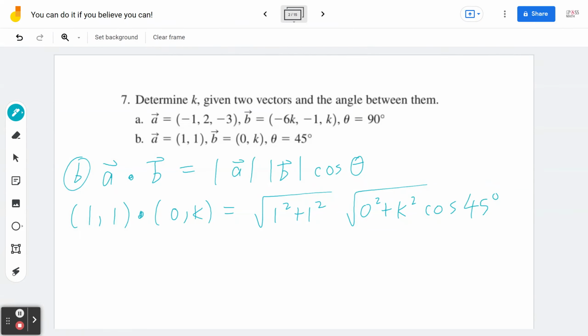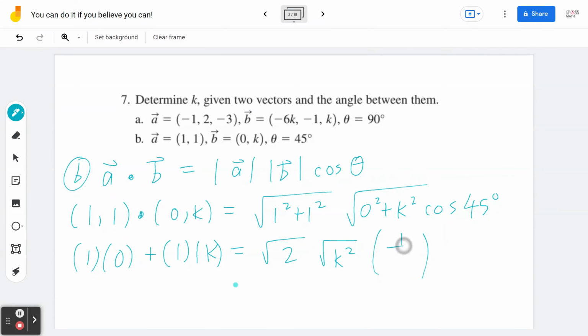Now, we're going to show you why this makes sense at the end with a diagram, which is what we're going to do to double check in order to activate a dual mindset. On the left-hand side, 1 times 0 is 0, plus 1 times k, that's k. This equals, again, 1 plus 1 is 2, so root 2, times, now be careful here, this is the square root of k squared, which is not k. It's the absolute value of k, which I'll come back to.